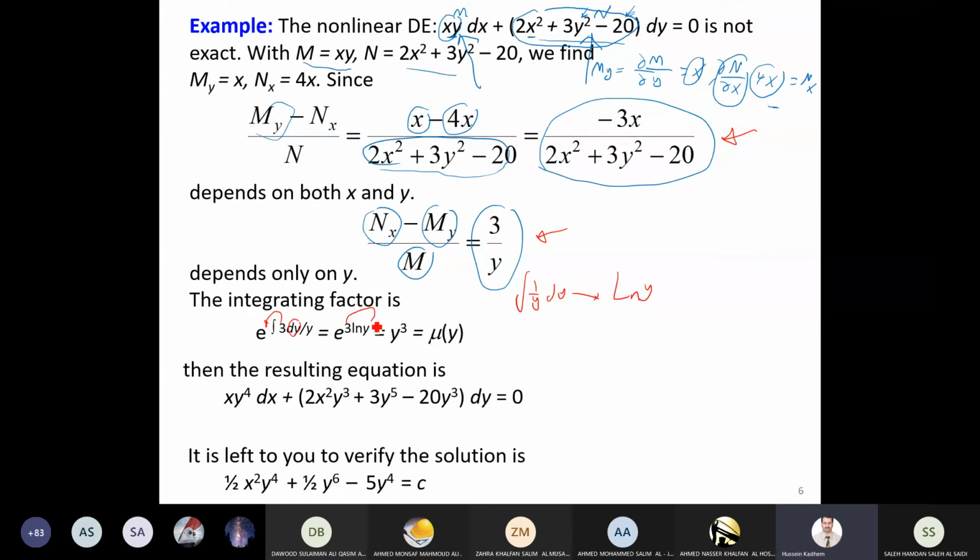Now I take this 3, it will be power. It will be y to the power 3, this way. Ln y to the power 3. Ln with exponential, what is left? Y to the power 3. Now just let me erase this so I can continue because I need space.